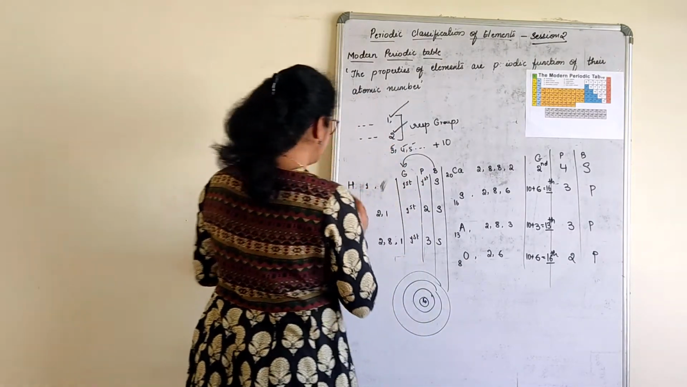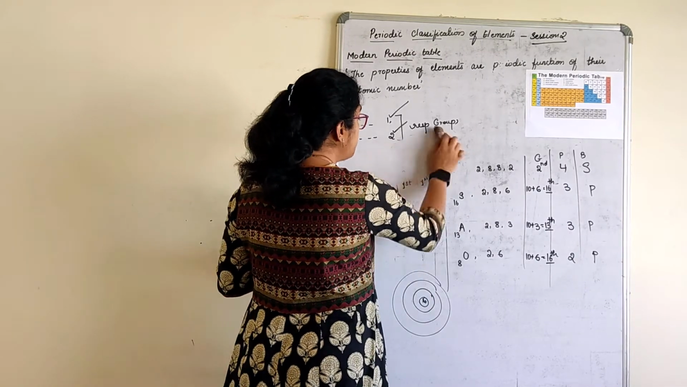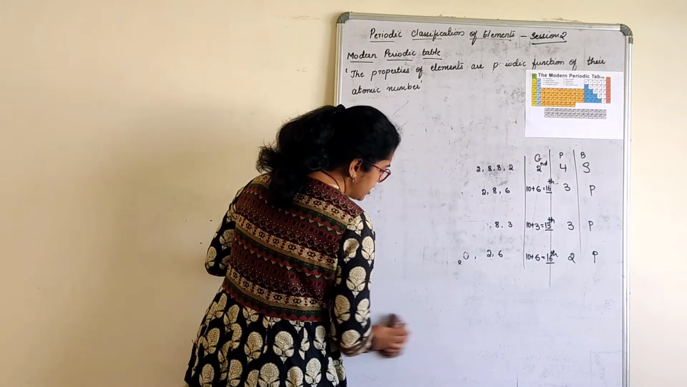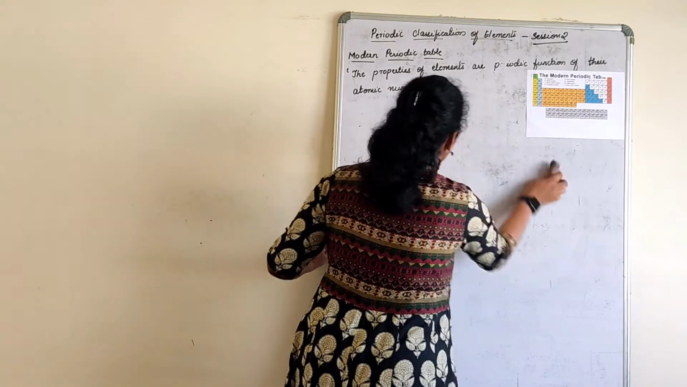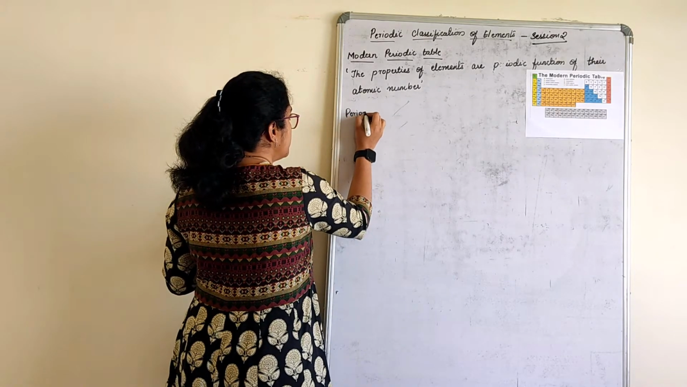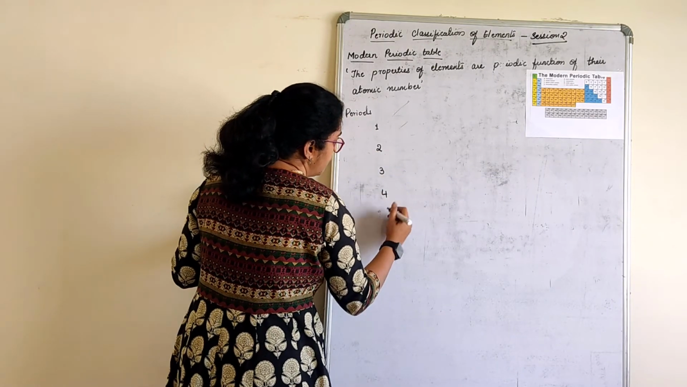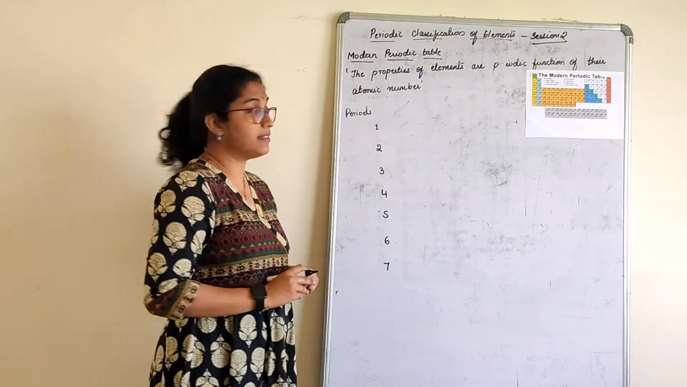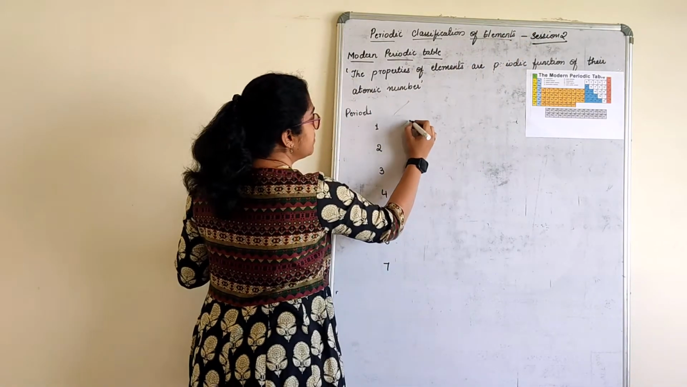The next thing we understand here is how many elements are present in each period. Let us understand that: which is the lowest period and which is the highest period. So if I write with respect to periods here: first period, second, third, fourth, fifth, sixth, seventh. Only 7 periods are there, right? So in the first period, how many elements are there, children? Hydrogen and helium, 2 are there.